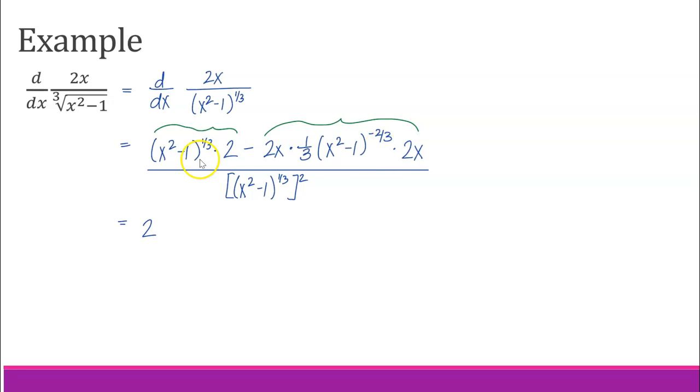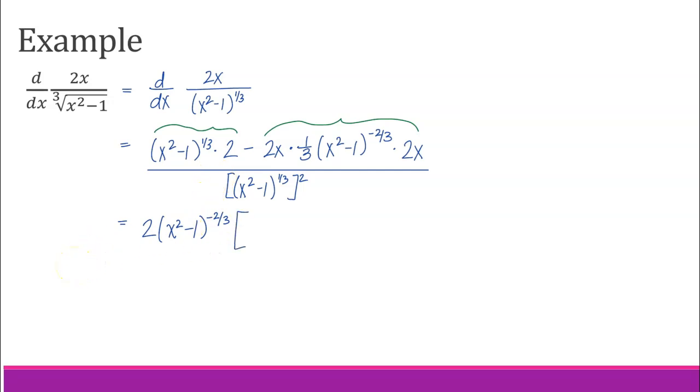And they both have this binomial, x squared minus 1. One is to the 1/3, and the other is to the negative 2/3. So I'm going to factor out x squared minus 1 to the negative 2/3. Remember, we always want to take out the smaller of the two exponents. So a negative number is smaller than a positive number. And then we will see what's left over.